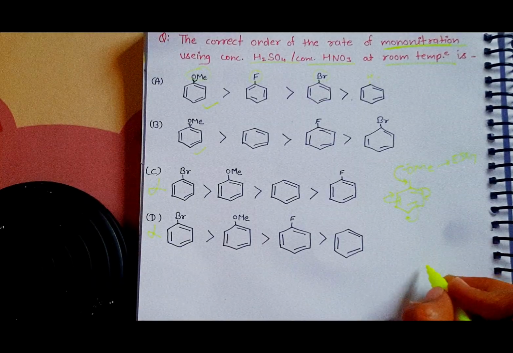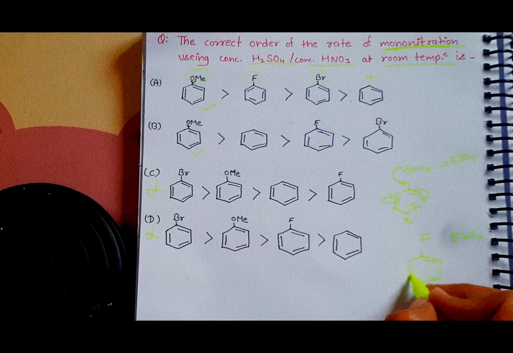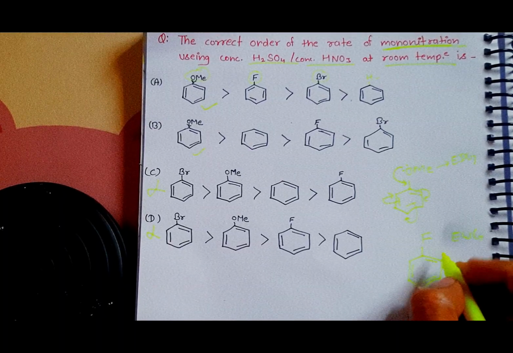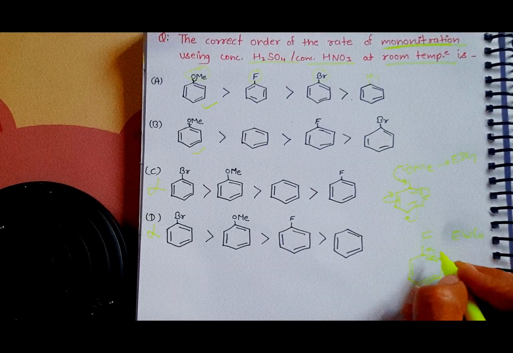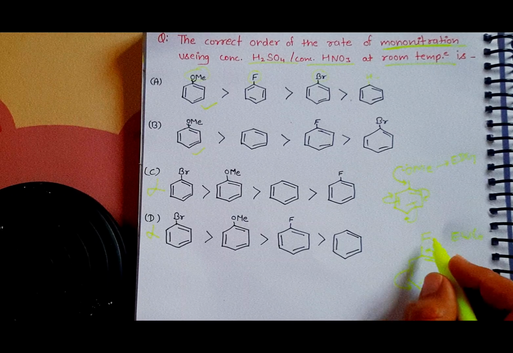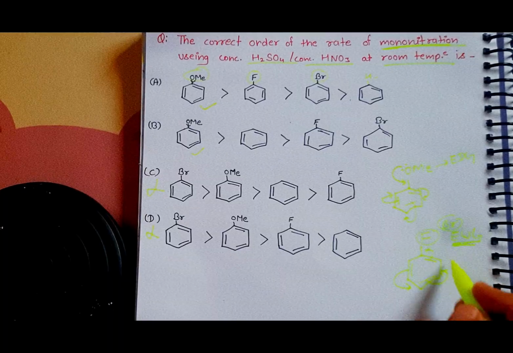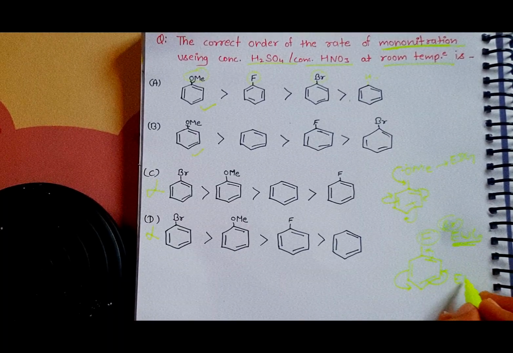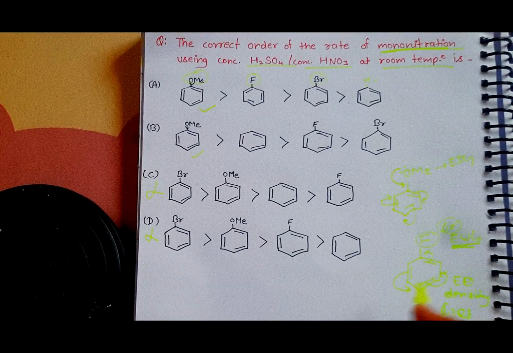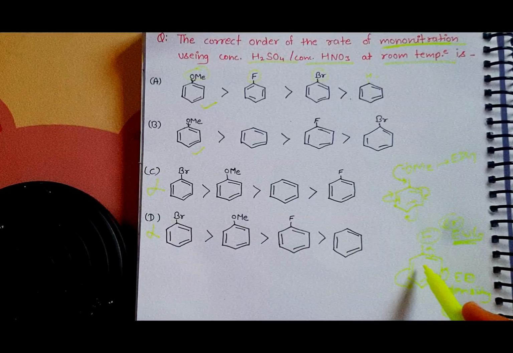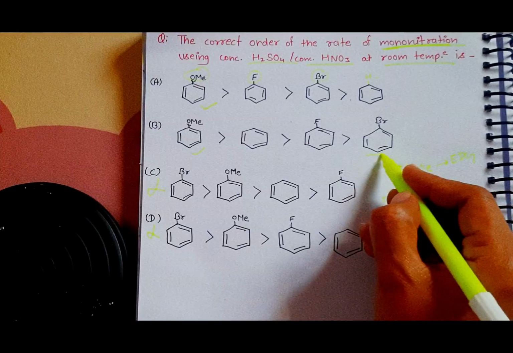In fluorobenzene, we know that fluorine is an electron withdrawing group. It will attract electrons from the benzene ring. So electron withdrawing groups like fluorine and bromine will decrease the electron density in this aromatic ring. So fluorobenzene and bromobenzene come last in this order. So here we see bromo and fluorine in last.